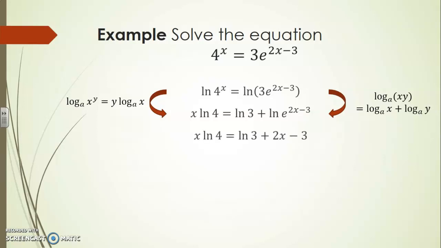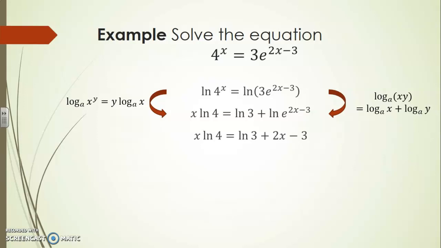In this next step, we have observed that ln, a base e logarithm, and e to the 2x minus 3, a base e exponential, are inverses and therefore cancel to produce 2x minus 3. Okay, so this is much more convenient now.